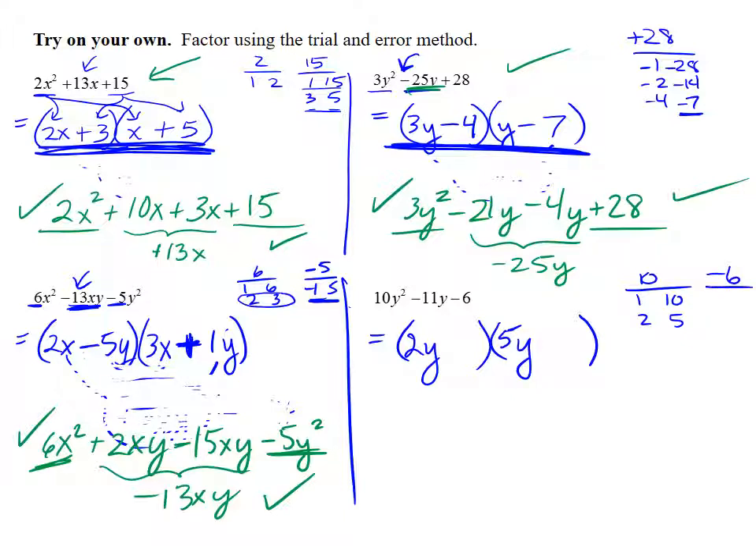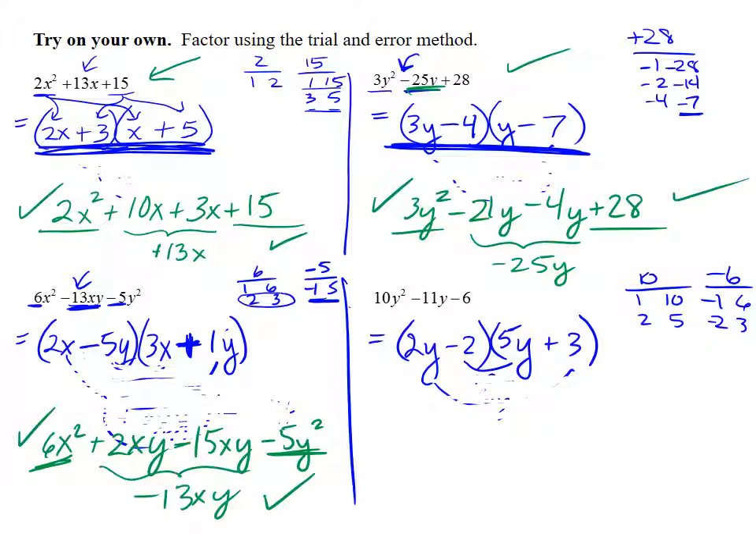Then with negative 6, there's also two options. We could use negative 1 and 6, or we could use negative 2 and 3. I'm going to just put the negative 2 and the positive 3 in this direction and see what happens. 2y times 3 is 6y, and on the inside I'd get a negative 10y. That's going to add to negative 4y, which is not what I want. I want a negative 11. So that order didn't work.